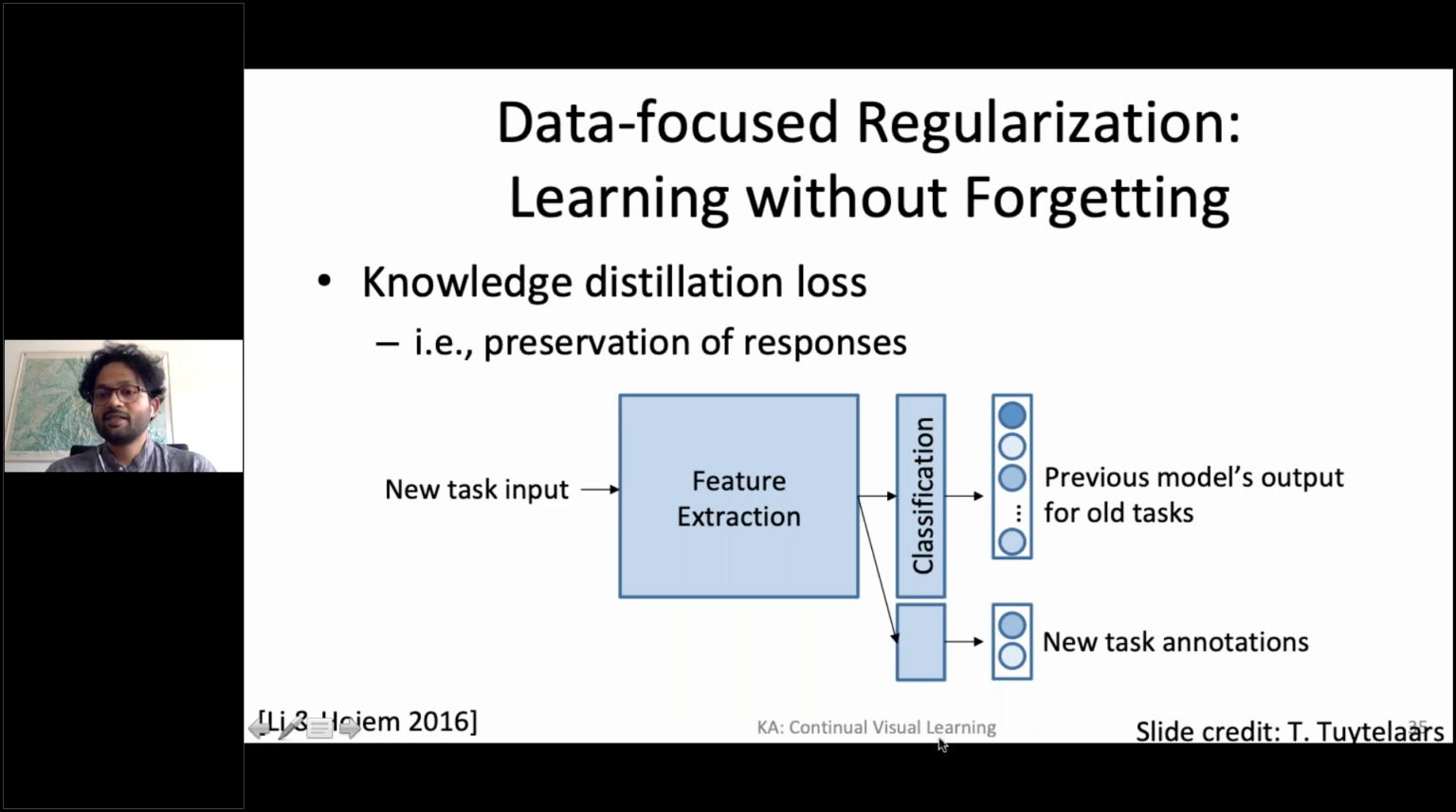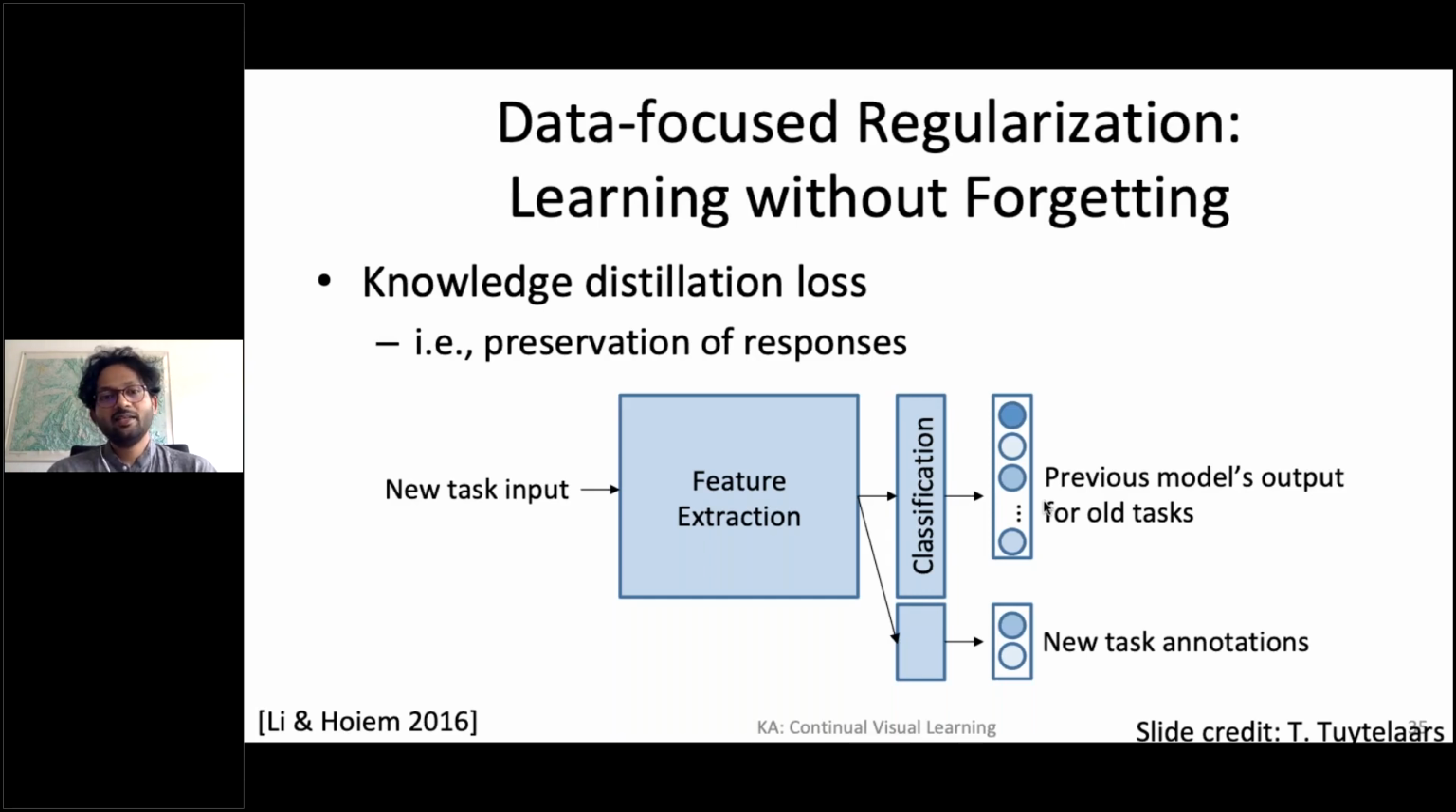I only have samples that correspond to my new tasks. So what we're going to do is store a copy of my existing model. You can send your new data samples through this existing model, and then get the responses of your current model, which correspond to only your old classes.